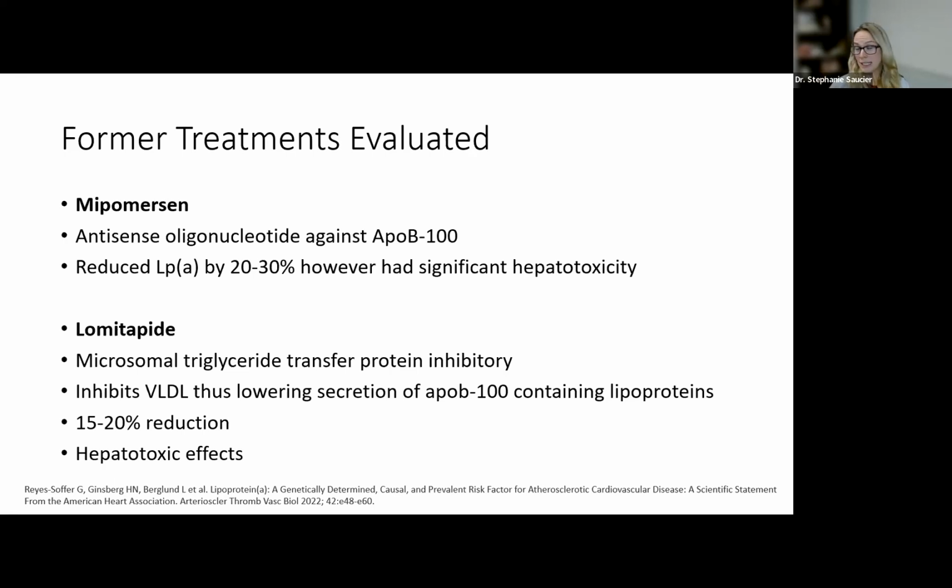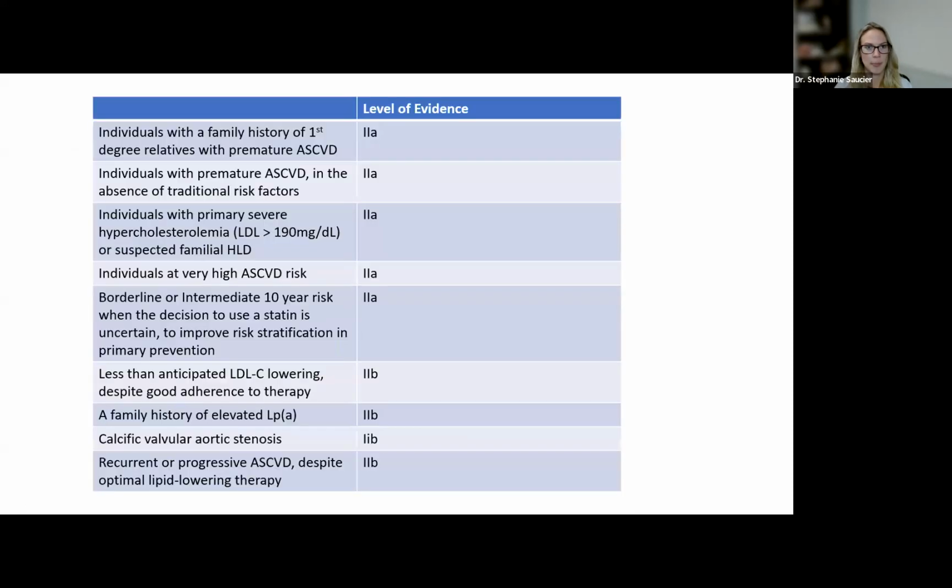Lomitapide, excuse me if I butchered that, is a microsomal triglyceride transfer protein inhibitor that was evaluated. It inhibits VLDL and thus lowers secretion of ApoB100-containing lipoproteins, with about a 15 to 20% reduction, but again, it had significant hepatotoxic effects, also did not make it to market, and does not have ongoing studies.